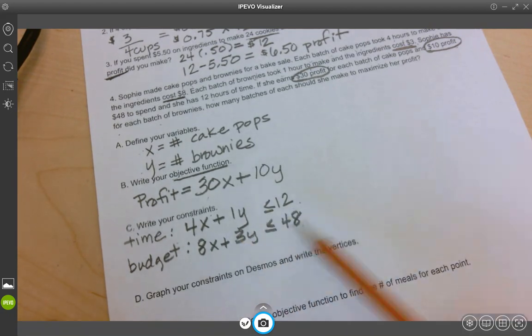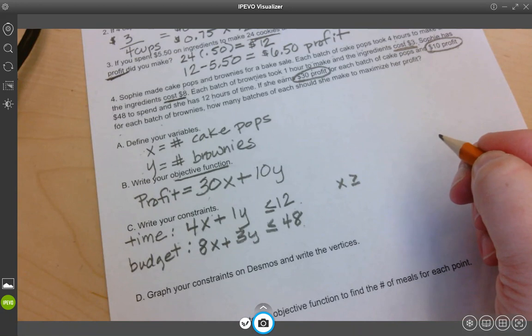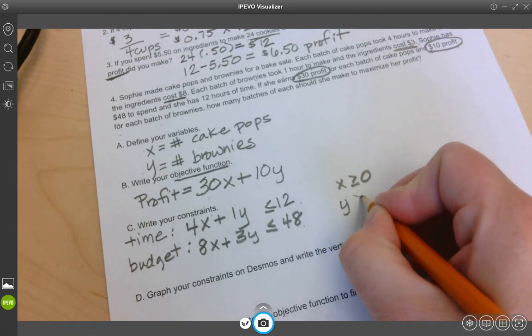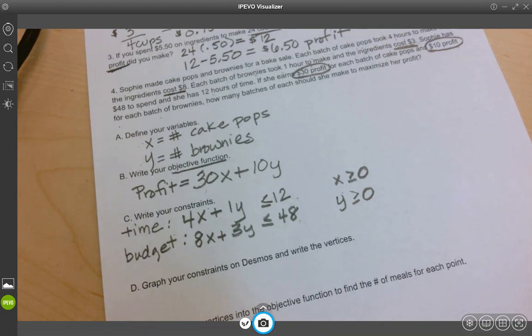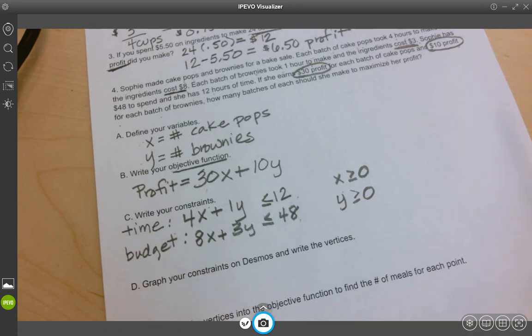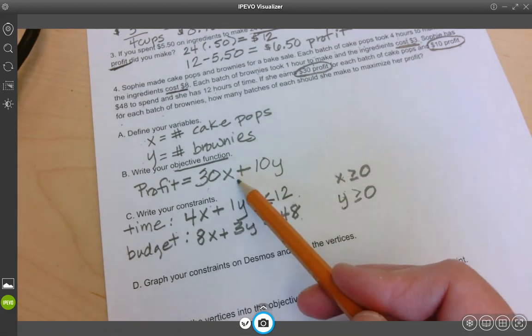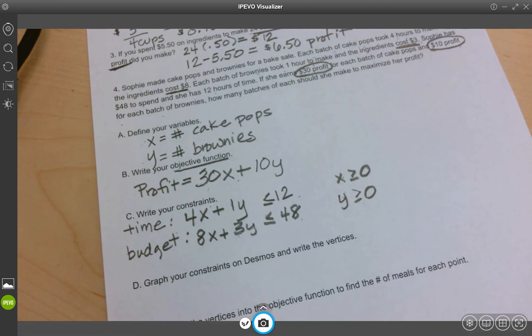Okay. All right, now some of you may have also put down x is greater than or equal to what number? 0. Good. Because we can't have negative cake pops and we can't have negative brownies. Sometimes you can figure out these points even if you didn't write them, but it's good practice to write them. All right, so the next step is to go into Desmos and we're going to graph 1, 2, 3, 4. We don't graph the objective function, but graph these 4. I'm going to graph them as well, but I want you guys to graph them first so that I don't ruin your fun.